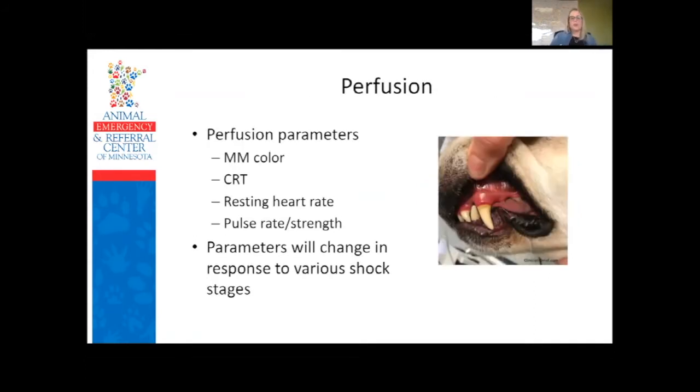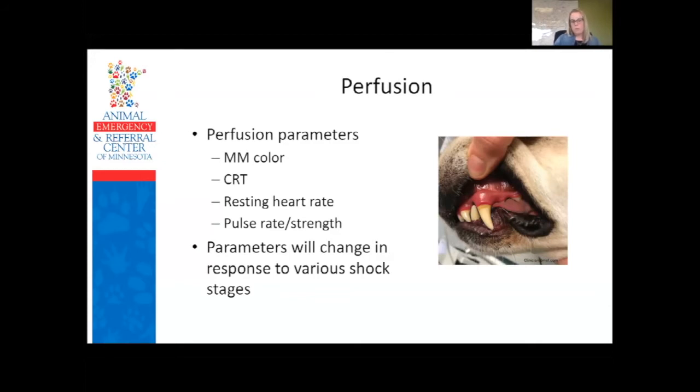So our perfusion parameters, as I was saying, are what we're going to be evaluating first in our patient. It's part of our primary survey. And the things we're looking at when we're talking about perfusion parameters are mucous membrane color, our capillary refill time, our resting heart rate, and our pulse rate and strength. These are things that we're all evaluating in our patients each and every day without even really thinking about it. It's just second nature as part of our examinations.